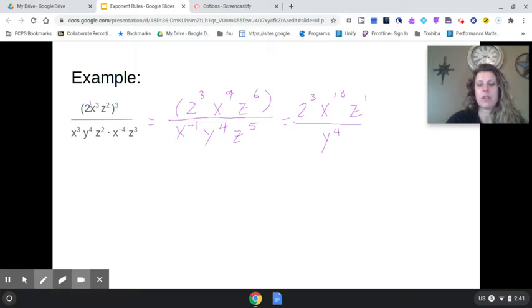Notice I haven't done anything to the y's, so that y to the fourth is just still going to be in the denominator. There's one more simplification that we could do. 2 to the third power. 2 times 2 is 4. 4 times 2 is 8. X to the 10th z. I don't really need to write that first power on the z. And it's being divided by y to the fourth. That would be my simplified version.